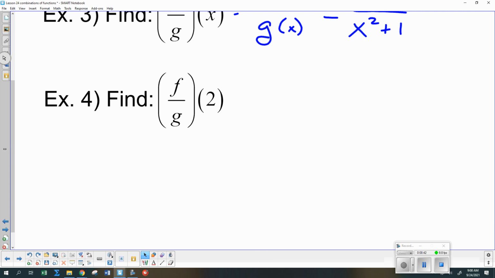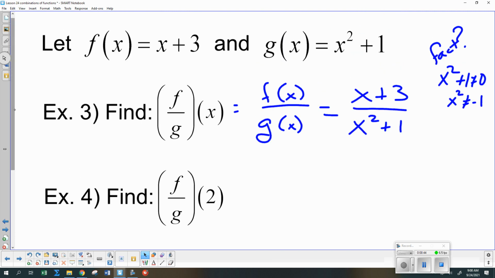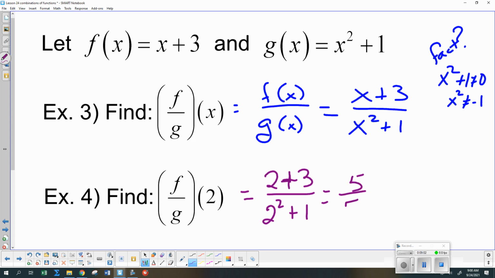Okay, now let's find f over g of 2. Well, we have a rule now, so all we need to do is to plug the 2 in for all of these x's. So I have 2 plus 3 over 2 squared plus 1, 5 over 5, so I just got 1.